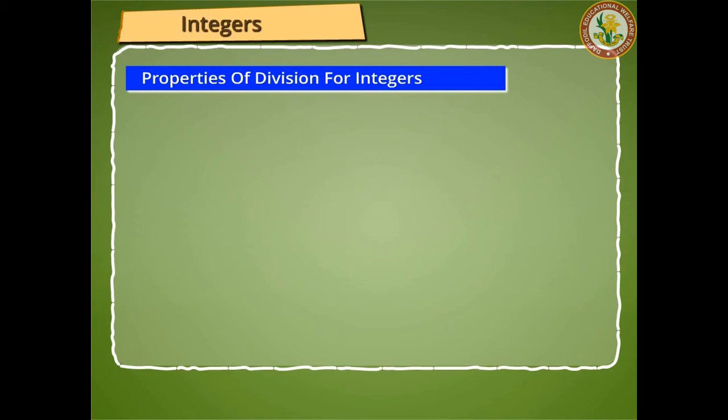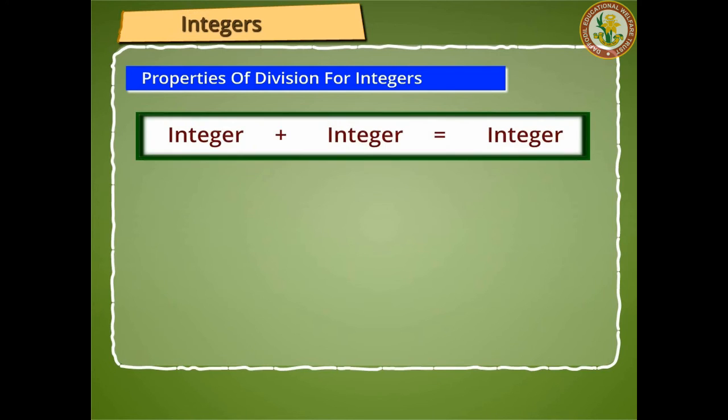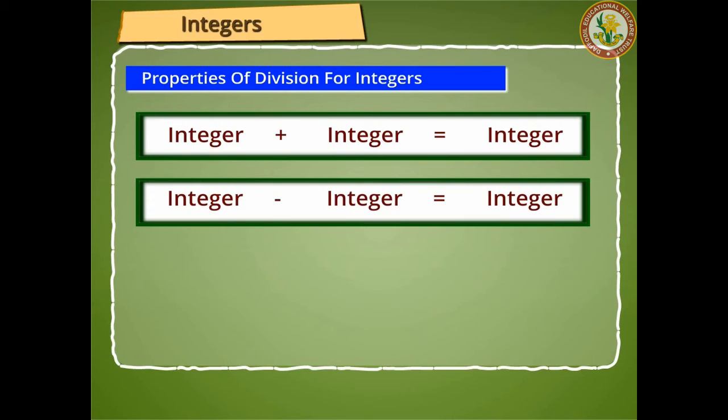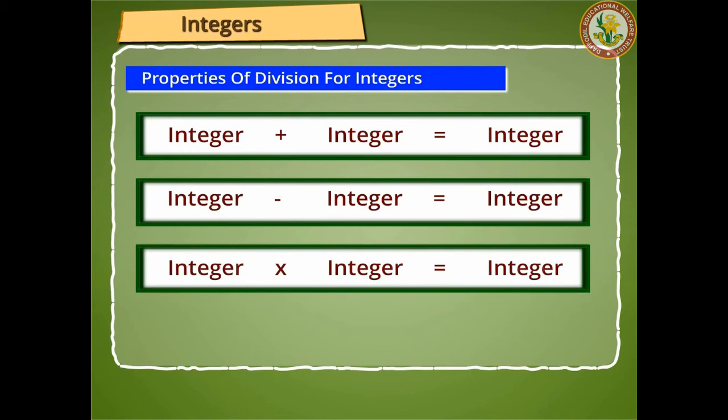Let us now learn about some of the properties of division for integers. We have seen earlier that if any two integers are added, the result is an integer. If one integer is subtracted from any other integer, the result is again an integer. Similarly, if any two integers are multiplied, the result is an integer. Now let us see, if an integer is divided by a non-zero integer, will the quotient be always an integer?